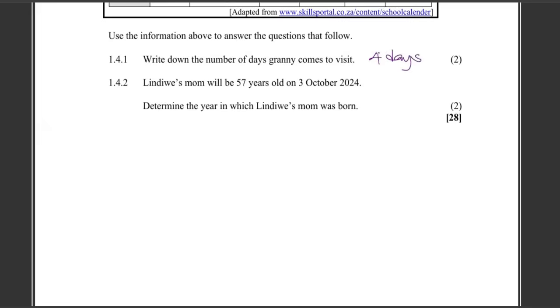Okay, Lindiwe's mom will be 57 years old on 3rd October 2024. Determine the year when she was born. Please, you take the current year, which is 2024, minus the age. And this gives us 1967. So she was born in 1967. This marks the end of question number 1.